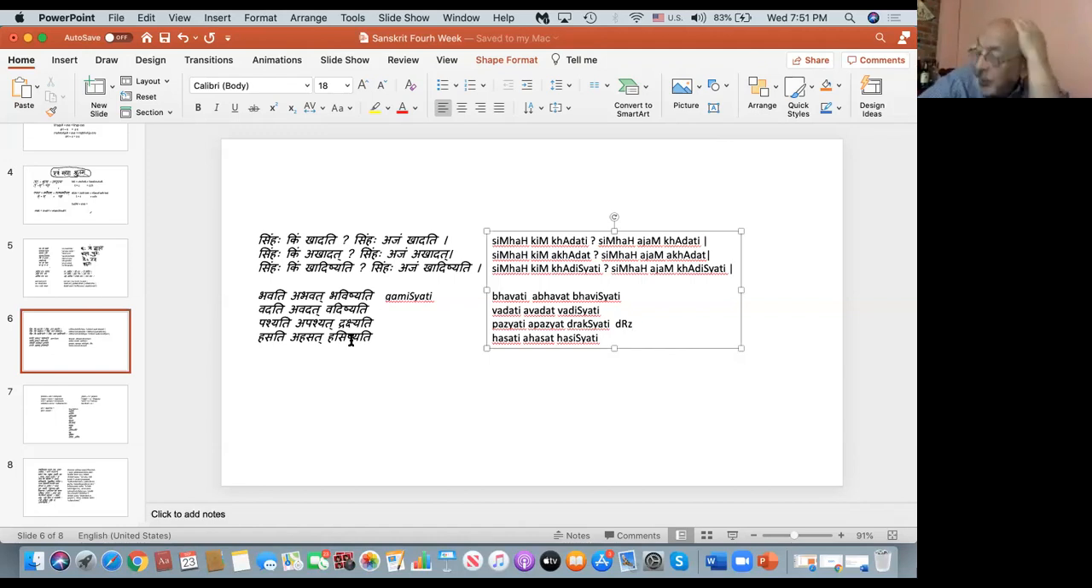What I learned in school, the root of Pashyati and Dishyati is Drish. Gacchati is Gam. And so modern linguists might have decided that Pashya is also a root. Okay, pashyati, apashya, gacchati, agacchat, drakshyati.